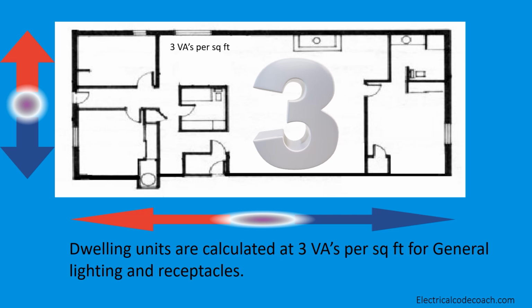So when you're dealing with one family, two-family, or multifamily dwelling unit, when you're dealing with the general lighting and receptacle loads, you're going to calculate that at 3 VAs per square foot. But what is a VA? Let's learn about that now.